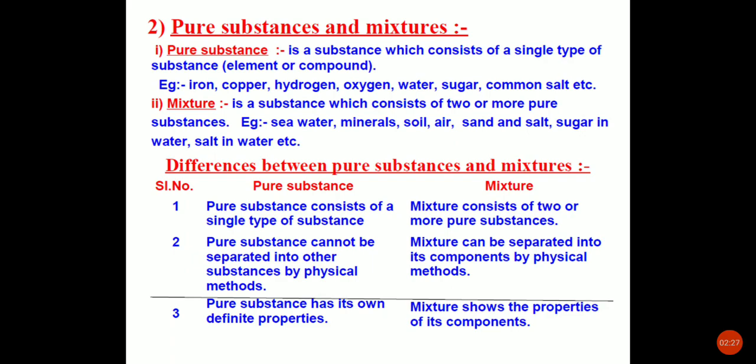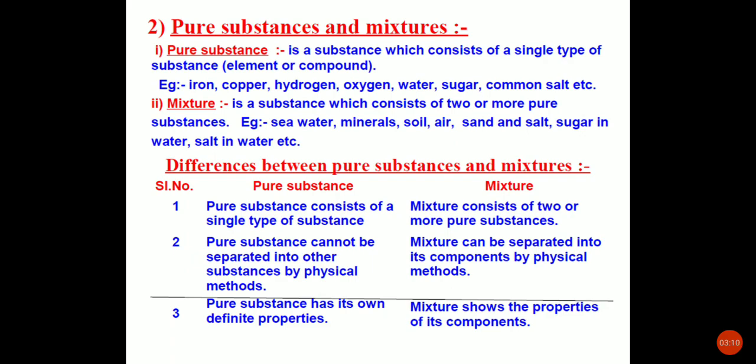Pure substances are substances which contain only a single type of substance. So in a pure substance, only one kind of matter is present. Examples: elements and compounds. All the elements come under this category of pure substances, and all the compounds are pure substances. Examples: iron, copper, hydrogen, oxygen, water, sugar, common salt, etc.